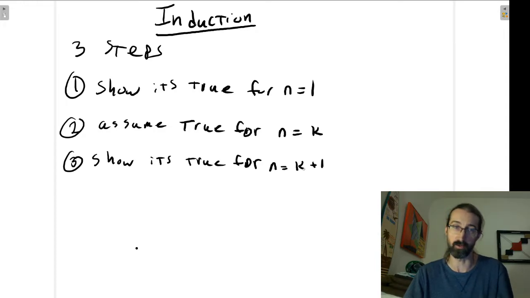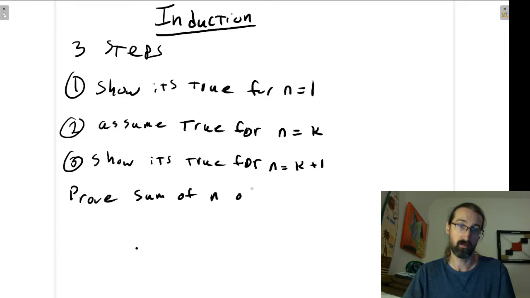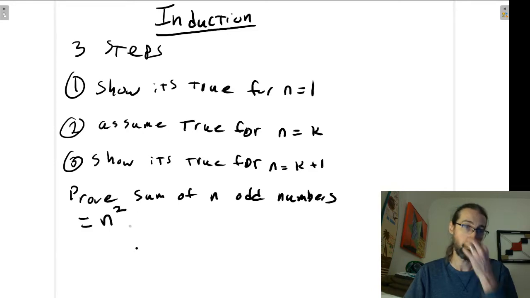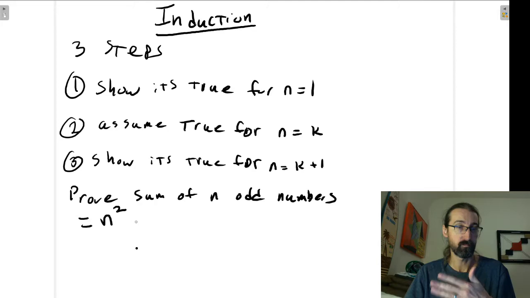So how do we use this? Let me show you an example. One thing we're going to prove is that the sum of n odd numbers is equal to n squared. If I add up some number of odd numbers, I get that number of odd numbers squared.